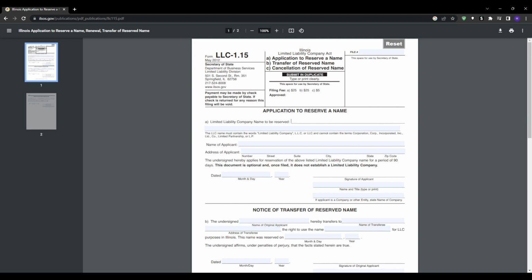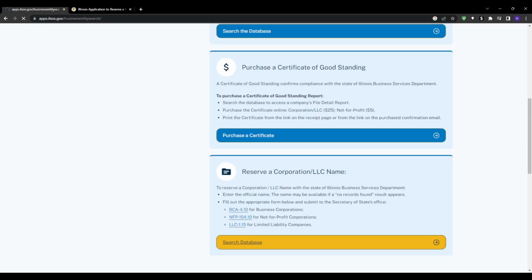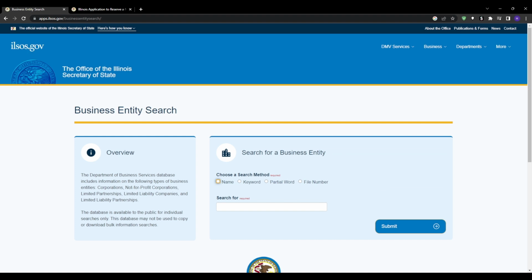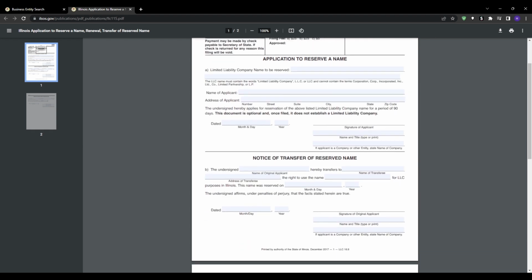Next up, you'll complete and submit what's called Articles of Organization or a Certificate of Formation to your state. This filing officially registers your LLC, and each state has its own forms. So for example, in Illinois, you would visit the Secretary of State website and fill out their standard LLC registration form. Just make sure that all the required info is accurate.